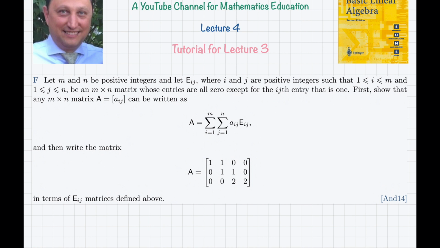So the matrix on the left hand side is m by n. The matrix on the right hand side is also m by n. So from the order point of view, they are equal. Now I want to show that any entry of this matrix sitting on the right hand side is equal to the corresponding entry of this matrix. If I can do that, then I am done.